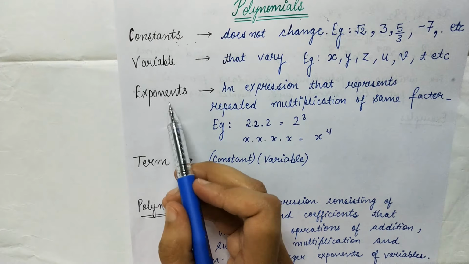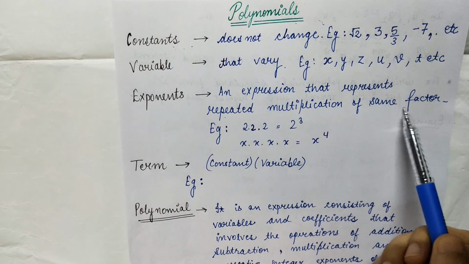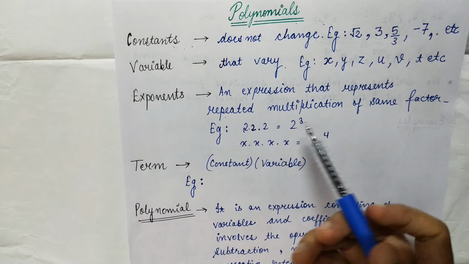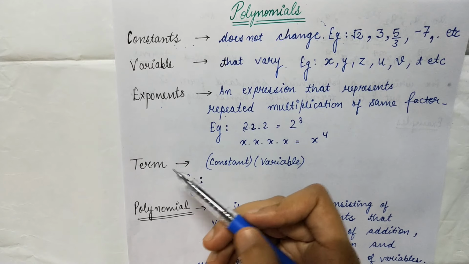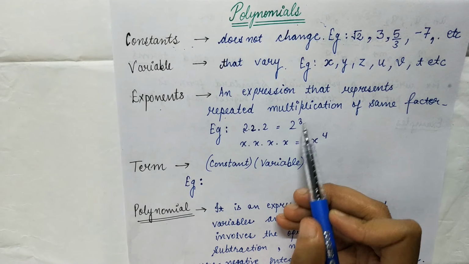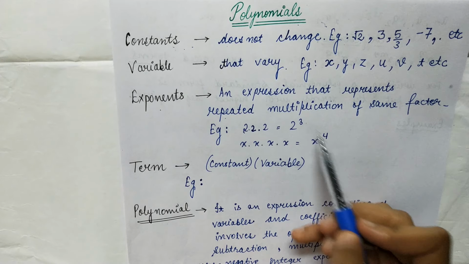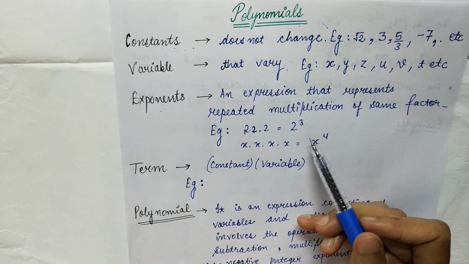Now we move on to exponents. An exponent is an expression that represents repeated multiplication of some factor. Exponents are repeated multiplication of some factor that is written in this form. We say exponents, we also say power. So 2 into 2 into 2 means 2 to the power 3. Or for a variable, we can write x to the power 4. These are exponents, that is, powers. 4 and 3 are exponents. Okay.